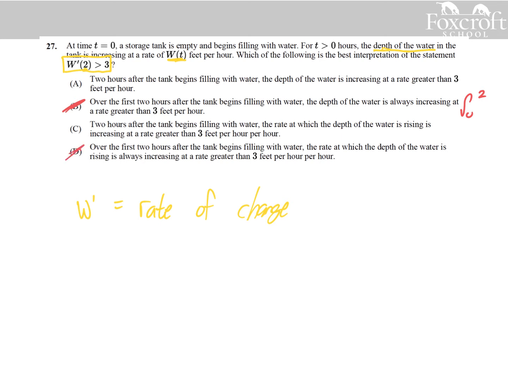So we have to figure out the difference between A and C. This one says the depth of the water is increasing at a rate greater than 3 feet per hour, or the rate at which the depth of the water is increasing is increasing at a rate of 3 feet per hour. So if the derivative is greater than 3, the derivative is the slope of the tangent line.